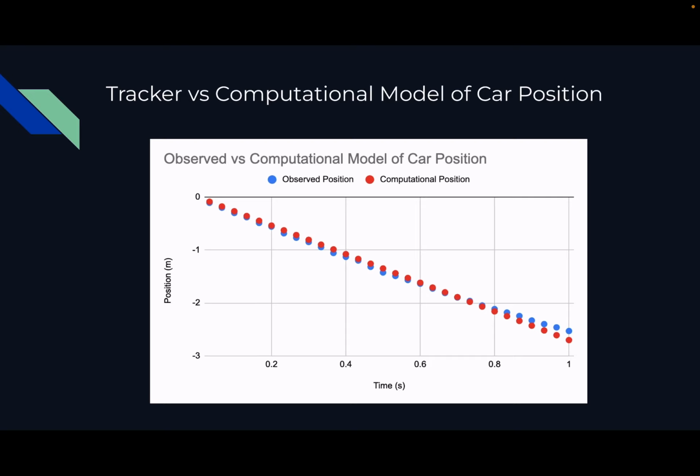The red is the computational position model, and the blue is the observed position. As we can see in the graph, the position is very, very similar, and it starts to deviate as time goes on. This is probably due to friction between the table and the car, and there could be other things. But basically, the observed model and the computational model are very close and very similar for the majority of the time.